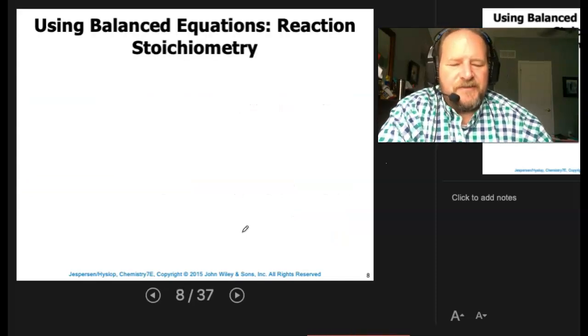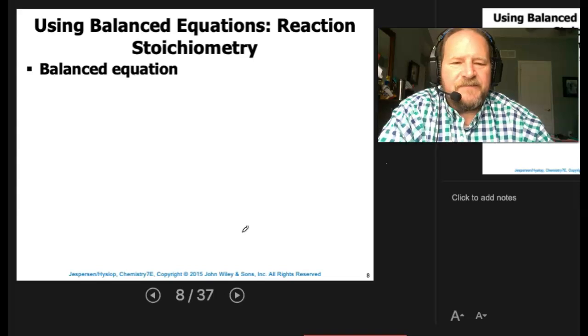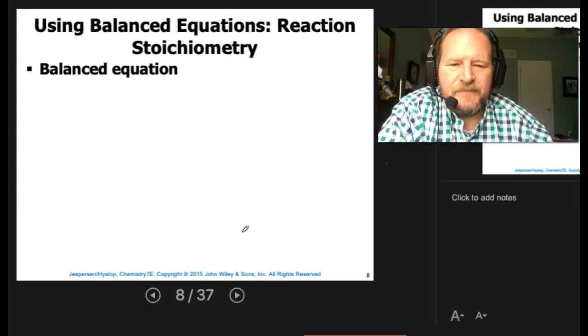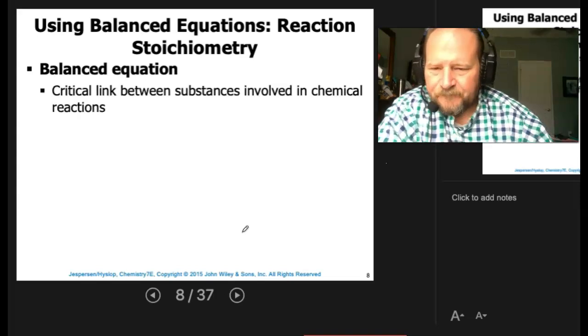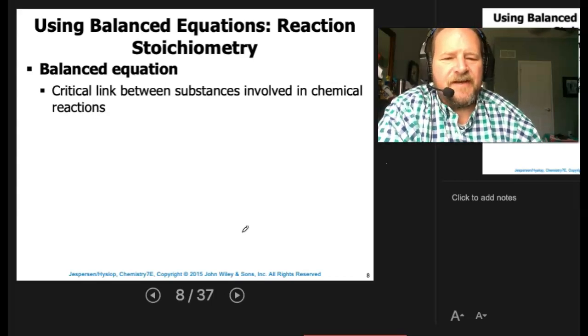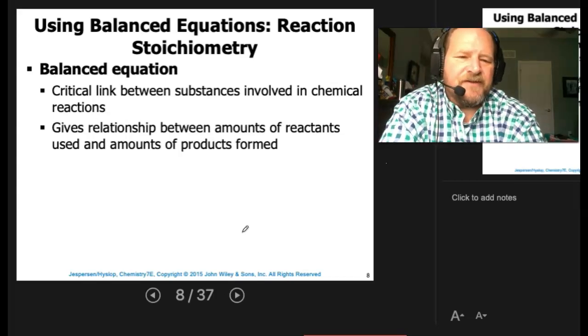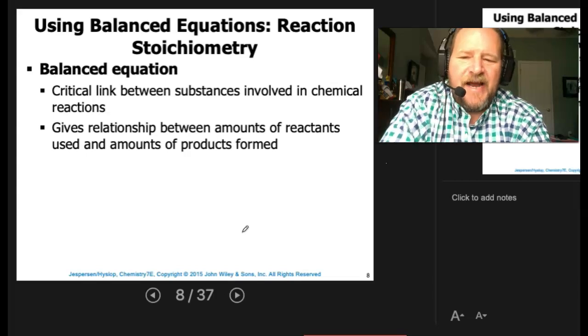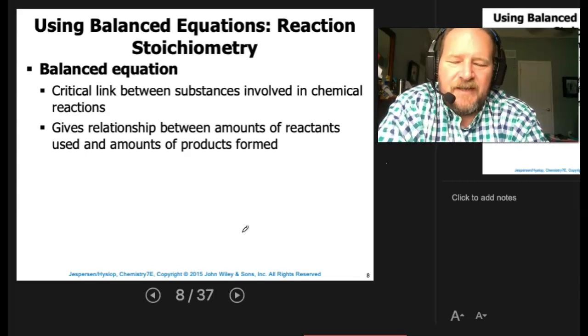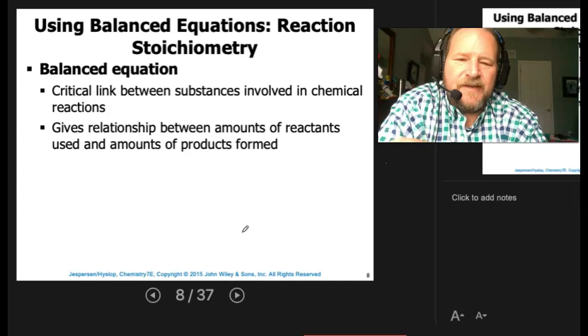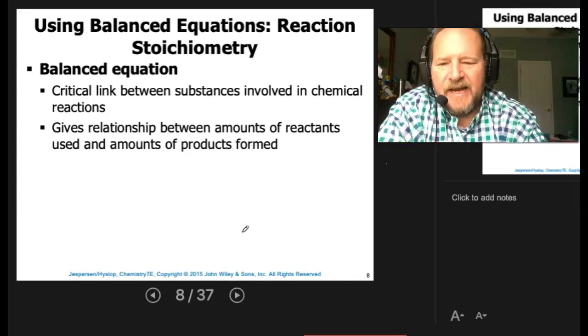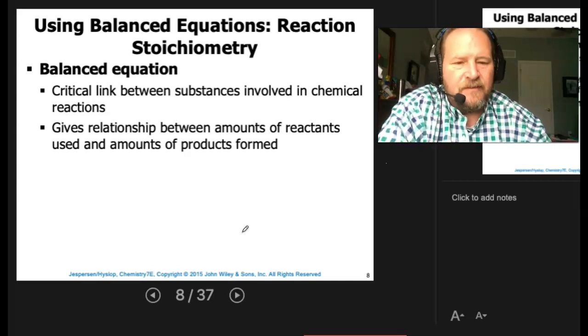Now, using those balanced equations. So again, I went through kind of fast for balancing equations, but I want to get to the important stuff of the stoichiometry. The critical link between substances involved in chemical reactions. So this is going to give us our relationship that's going to allow us to calculate back and forth between our reactants and our products.